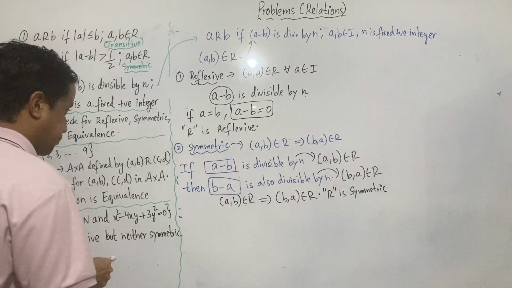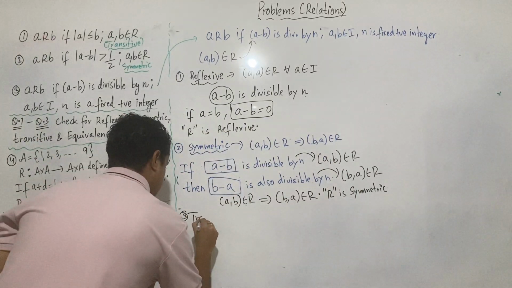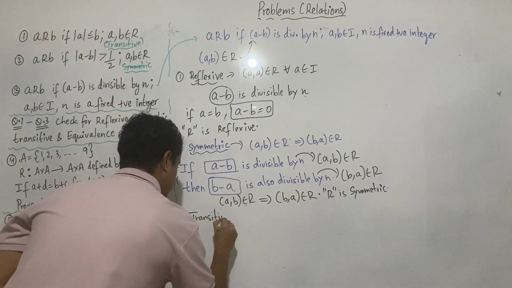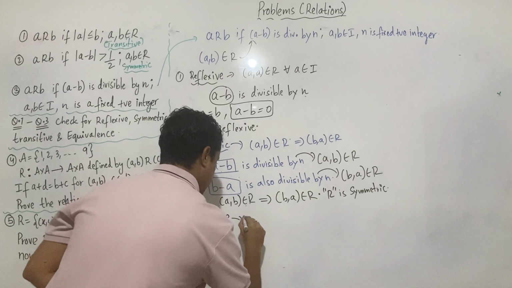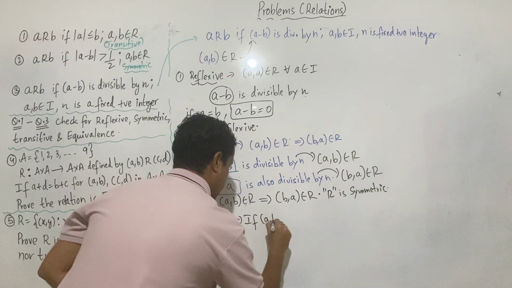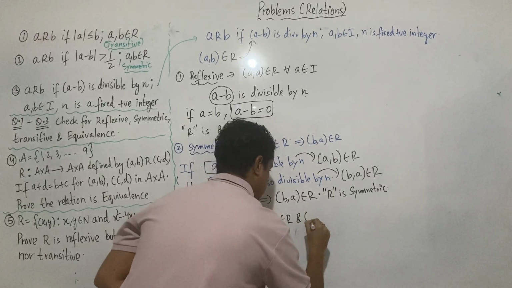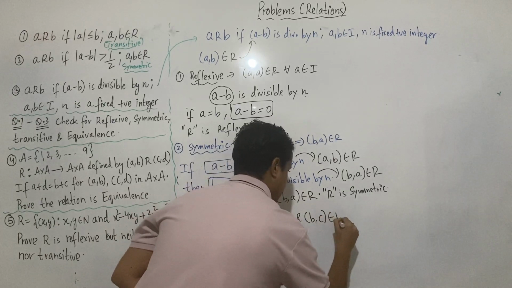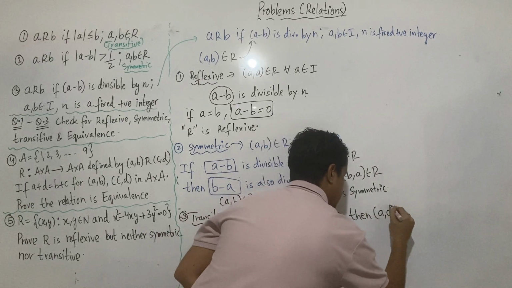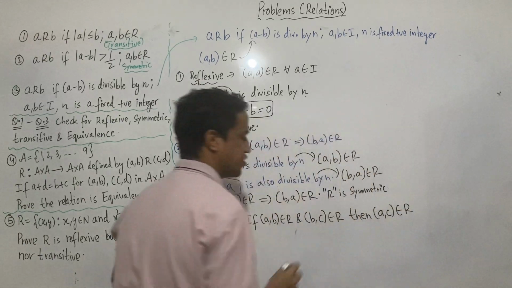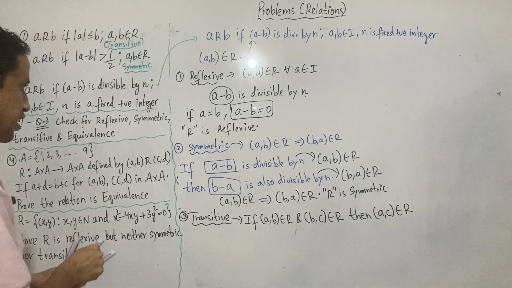Next, number 3, check for transitive. Okay, transitive. Let's start with the definition, which says that if AB is in the relation and BC is in the relation, then AC must be in the relation. Simple, right? So, come to the point.